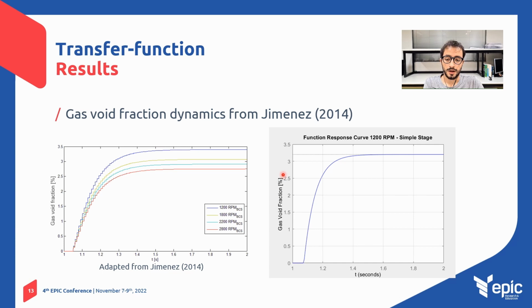Then, Thiago applied the Smith technique and obtained the first-order transfer function for a single-stage centrifugal pump, and the results of Thiago's procedure are presented here on the right, where the gas void fraction is obtained along the time using the transfer function parameters obtained with the Smith technique.